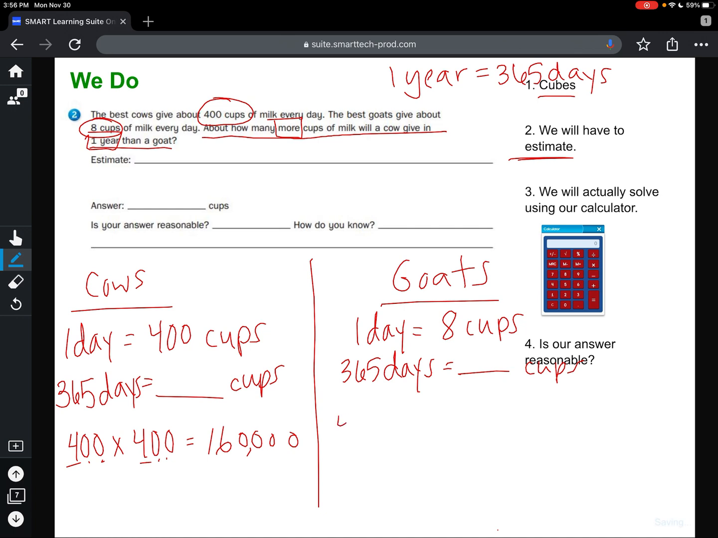I'll do the same thing for my goats. 400 days times 8 cups. 4 times 8 gives me 32. Then I put my 2 zeros onto the end, and I get 3,200 cups. When I do my estimate, I'll have to find the difference. Then I'll have to do 160,000 minus 3,200. Go ahead and do that now. You could use your calculator if you would need to.